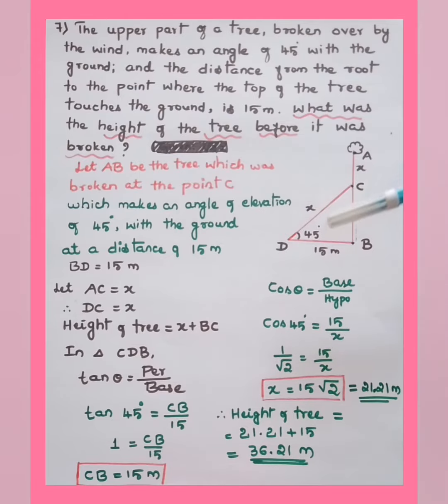Then with this reference we can find the value of X using cos theta. Cos theta is equal to base by hypotenuse. For cos 45 it is 15 by X. Cos 45 is 1 by root 2, equal to 15 by X. Cross multiplying you get the value of X. Therefore you have the values of X and CB. Add these two, and the height of the tree is obtained.